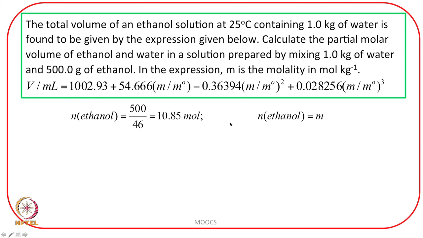As we just discussed, we are dissolving 500 gram of ethanol in 1 kilogram of water, therefore, the number of moles is equal to the molality of the solution. That is what is written over here, n is equal to m. So, since n is equal to m, in order to calculate the partial molar volume, we can just differentiate with respect to m instead of n, because n is equal to m.